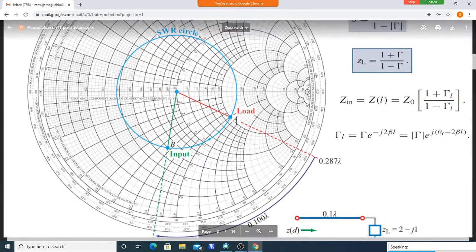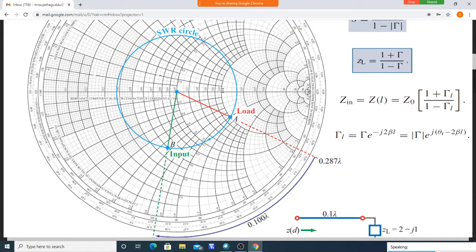So this is a point here, where the circle intersects with the minus 1j circle. This is the load point. Then you draw a line passing through the load, like this. It intersects the wavelength scale somewhere here. This is the wavelength scale, and it is intersecting somewhere here.